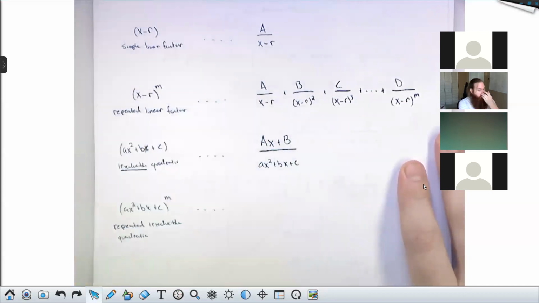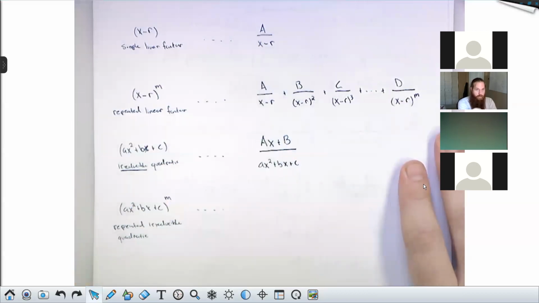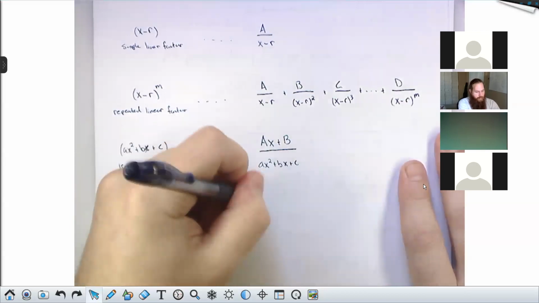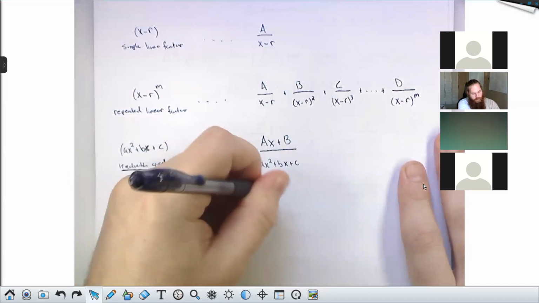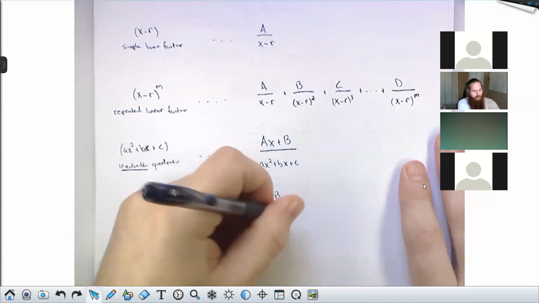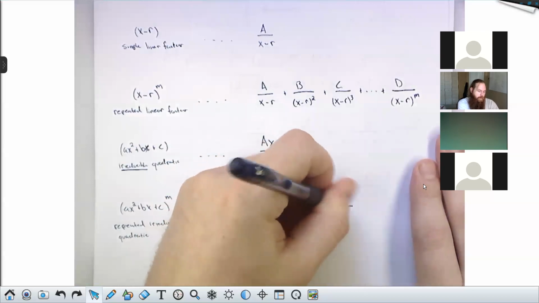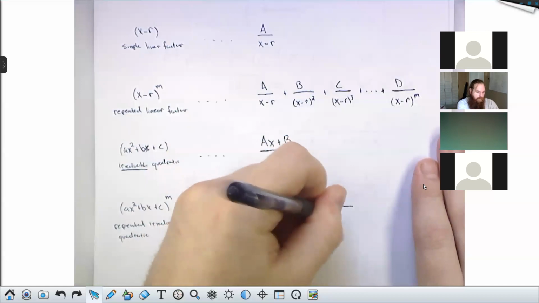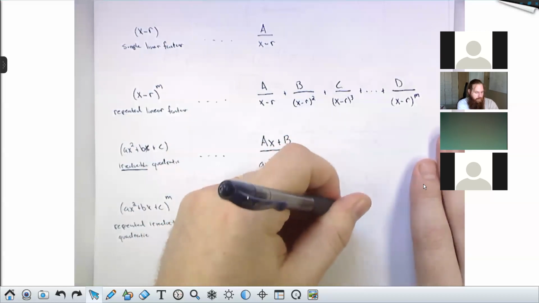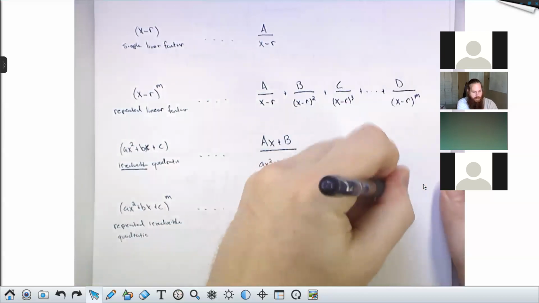And this will contribute a bunch of terms, each one looking like this. Kind of analogous, right? If you have a repeated linear factor, then you'll have a bunch of terms, each kind of looking like the original simple linear factor. If you have a repeated irreducible quadratic factor, then you're going to have a bunch of terms, each looking like the term you would get from a single irreducible quadratic, and you have to build up to that power.